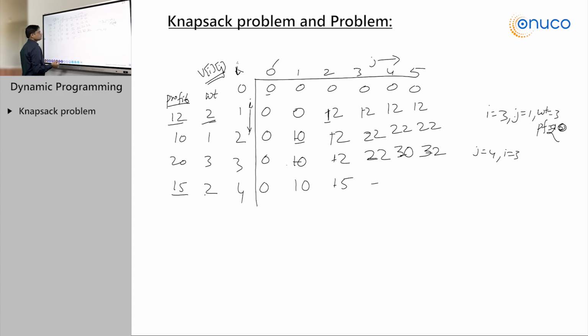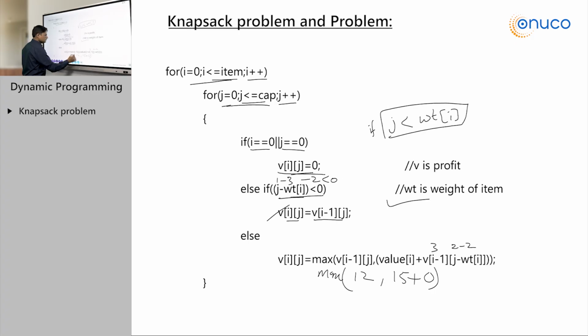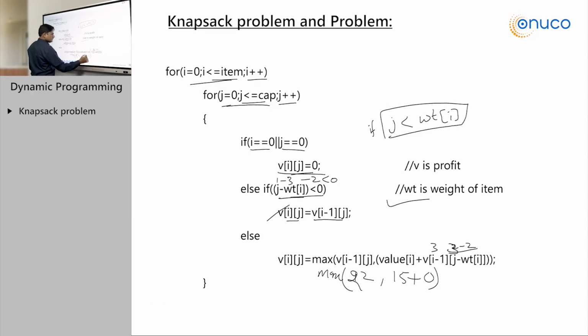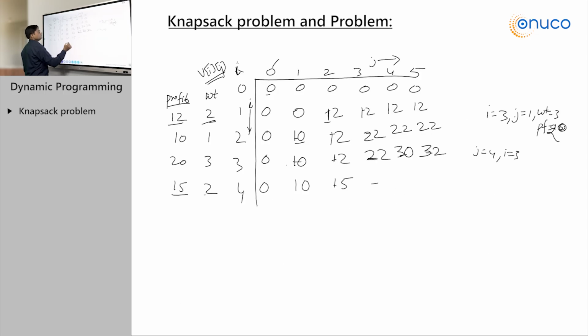Similarly, this place. Previous row, same column is 22. So, this value is 22, comma, 15 plus 3 minus 2 is 1. 3, 1. So, let us see that previous row 3, 1 is 10. So, here you are going to type 15 plus 10 is 25. 15 plus 10 is 25. So, 25 is larger. We are going to write 25.